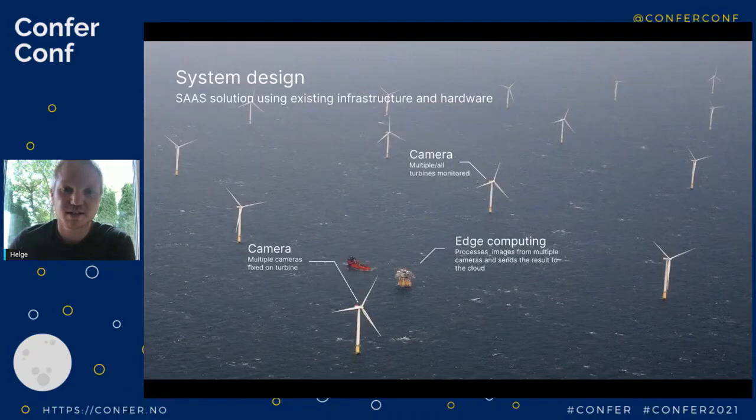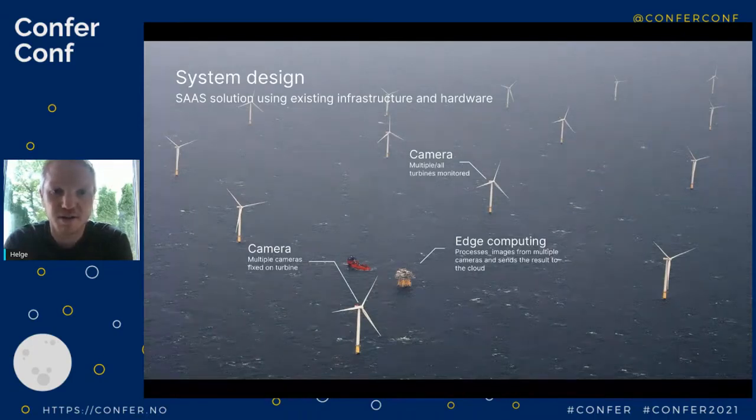We went for that. So what we envision, this will be a typical offshore wind farm. What we want to do is put cameras on the turbines, process that camera data, and do the compute on the side using edge computing. That's how we envision our system.